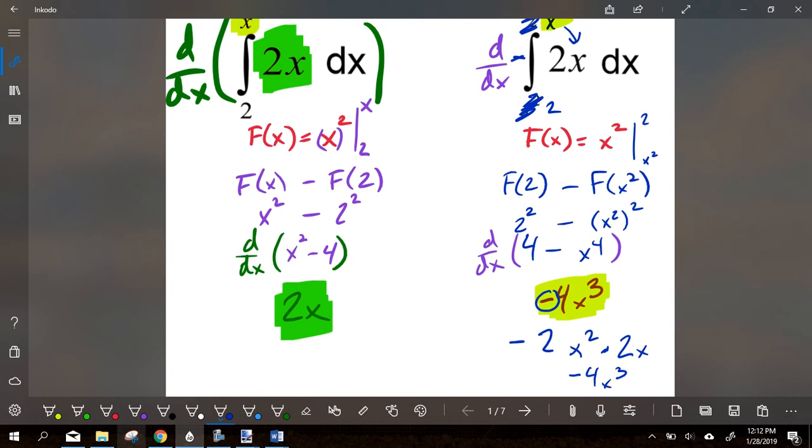The x has to be in the upper bound. Okay? And if it's more than just x, we've got to multiply by the derivative. That is the main, most complicated thing we're learning today. Questions so far?